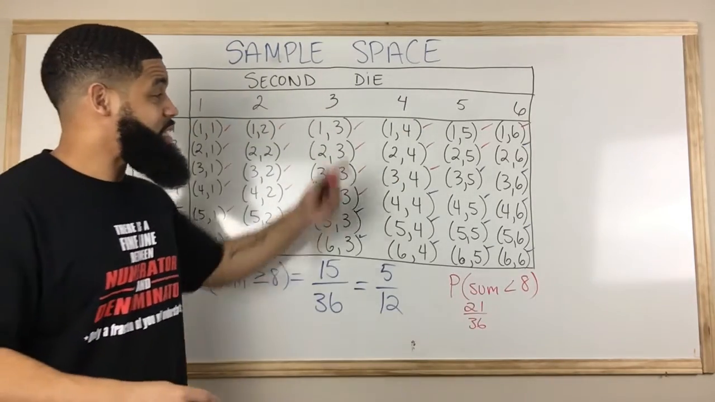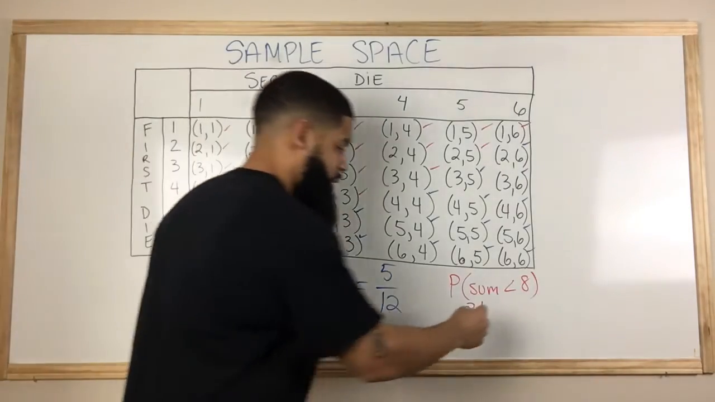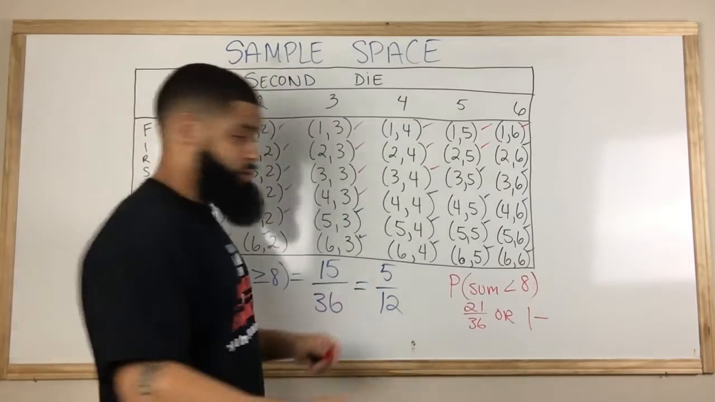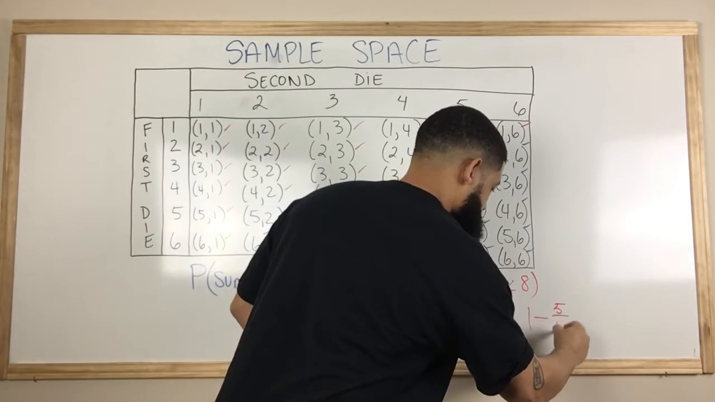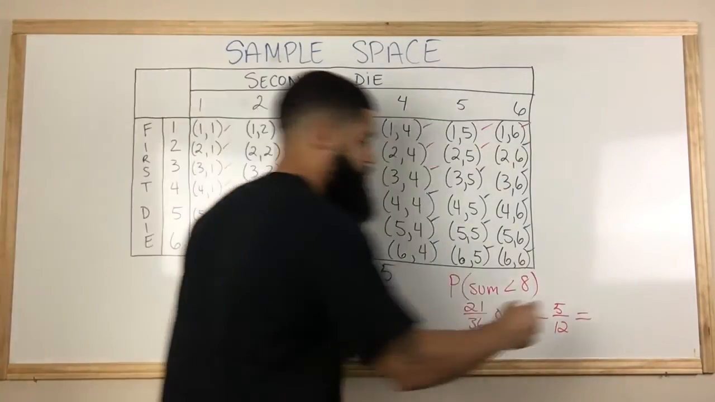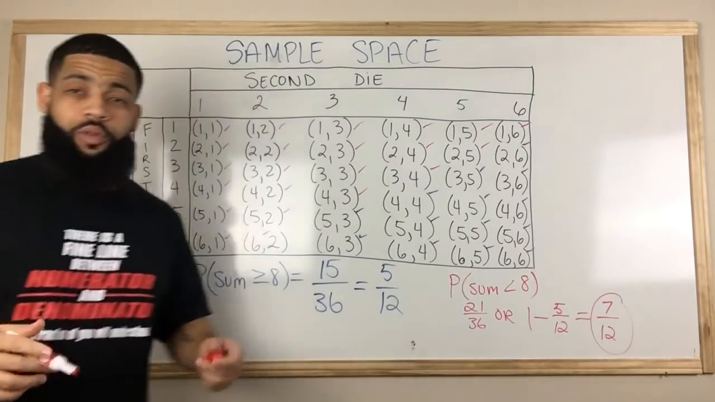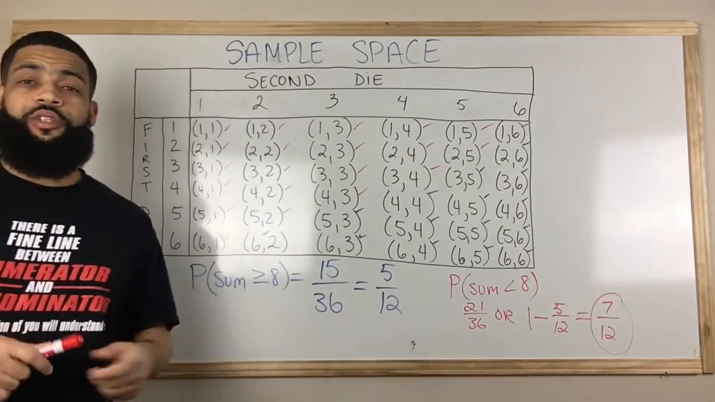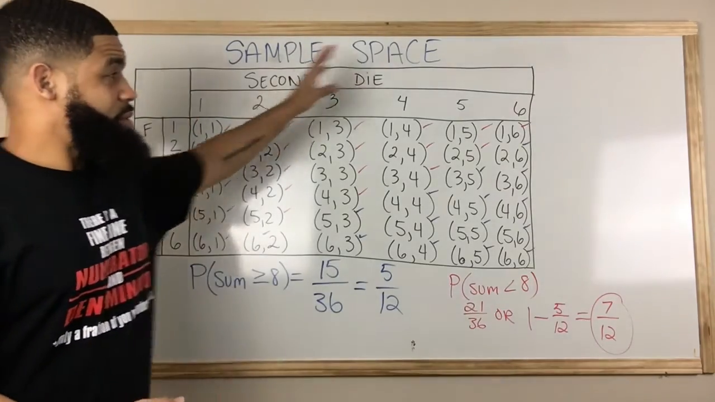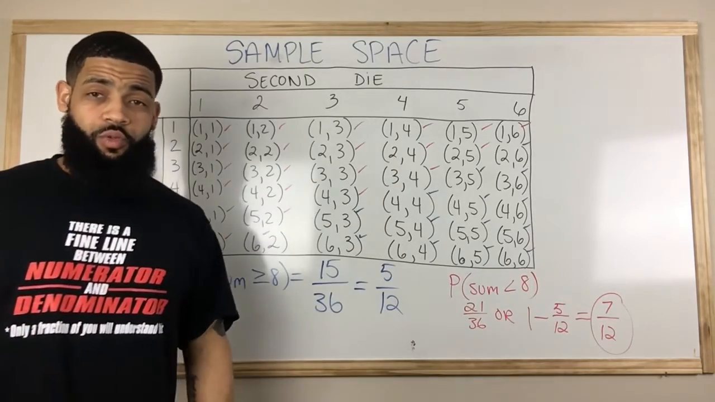But since it's the complement, because everything else that's not greater than or equal to 8, we can actually simply say 1 minus 5 over 12. Okay? And 1 minus 5 over 12 is going to be 7 over 12. Okay? Once again, there's different scenarios that you can put to this sample space, but this is the combination of all the different number combinations that you will get when you roll a pair of dice.